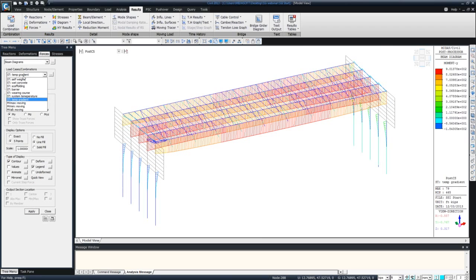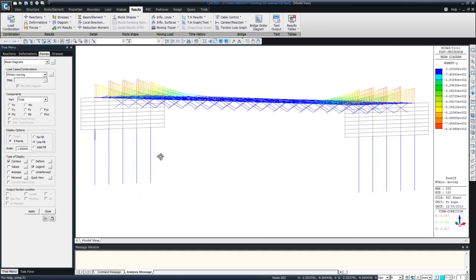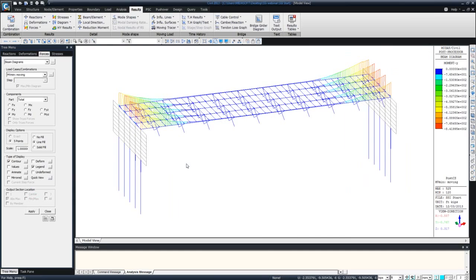Now let us see the effect of moving load. To obtain the moving load envelope for the hogging bending moment, I'll go to MVmin, and this way it shows me the hogging bending moment at the abutment location.